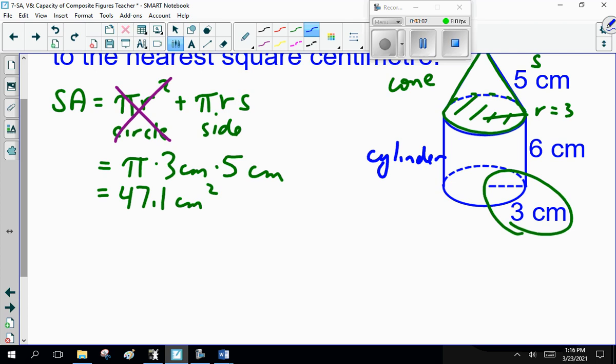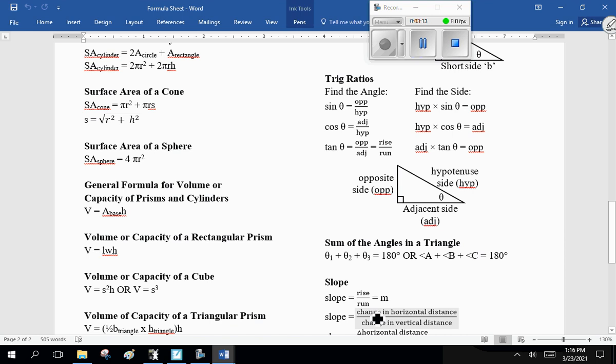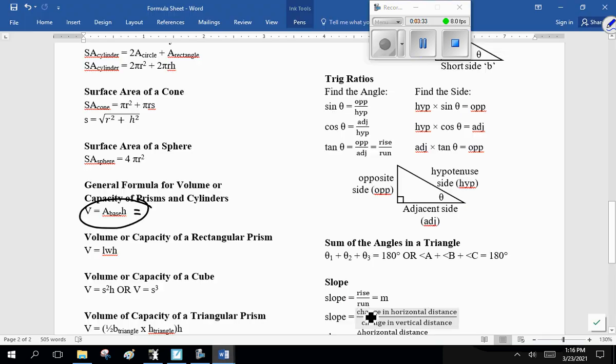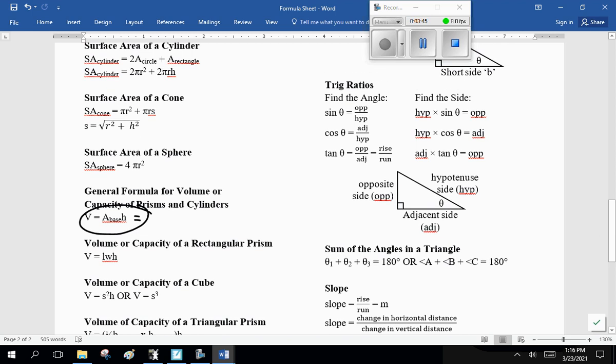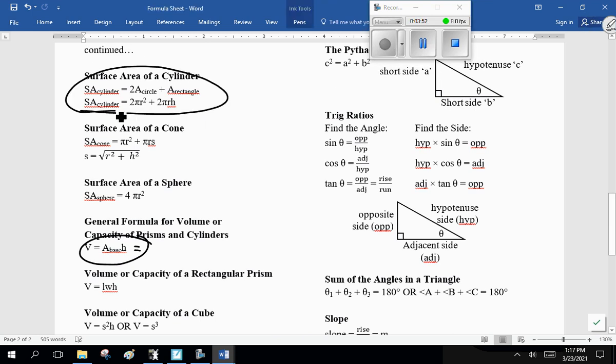Now, we do the same thing for the cylinder. For capacity it's the area of the base times height, which in this case is pi r squared because it's a circle. Oh, sorry, that's volume, not surface area. I can hear you yelling at the screen. Surface area of a cylinder is twice the area of the circle plus the area of the rectangle of the side, or 2 pi r squared plus 2 pi r h. Okay?